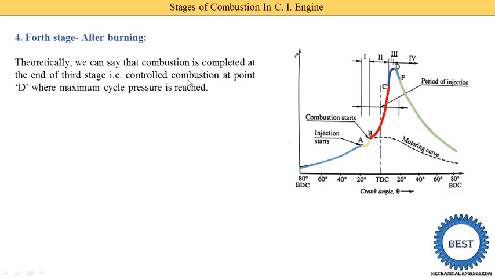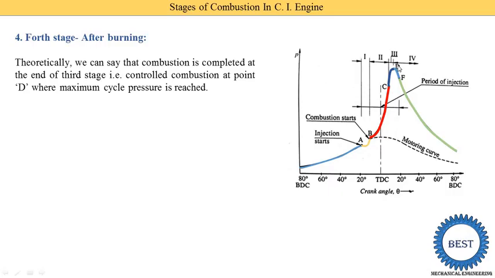Theoretically, we can say that combustion is completed at the end of the third stage. This means at the end of point D, combustion is over. Controlled combustion is over at point D, where the maximum cycle pressure is reached. So we assume theoretically that at point D the combustion is finished.